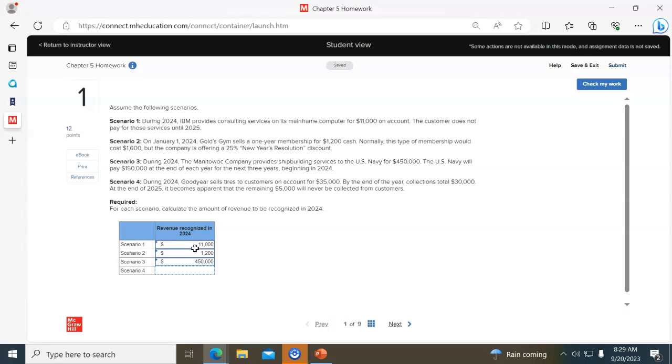Scenario 4, during 2024, Goodyear sells tires to customers on account for $35,000. By the end of the year, collections total $30,000. At the end of 2025, it becomes apparent that the remaining $5,000 will never be collected. But what was the revenue? Do you guys understand what we're doing here? Does it make sense?